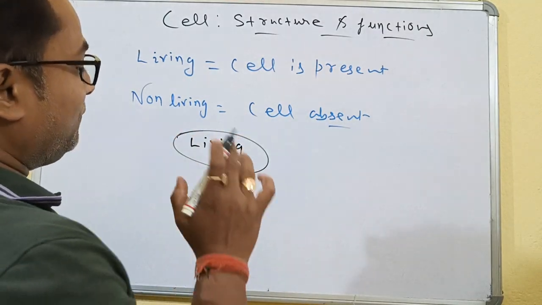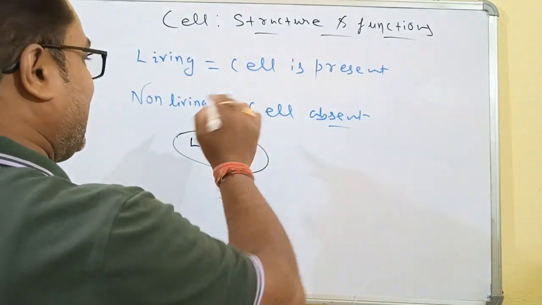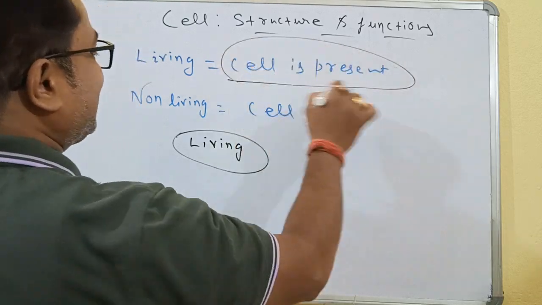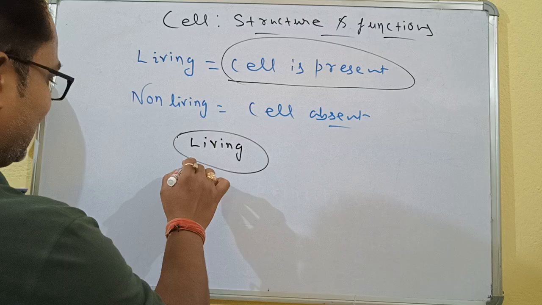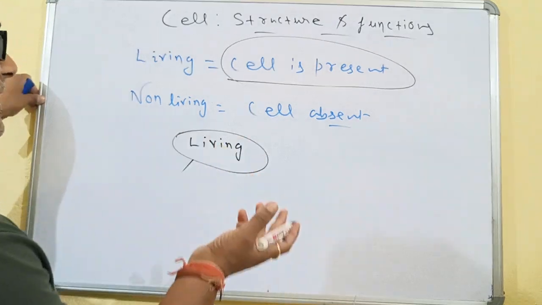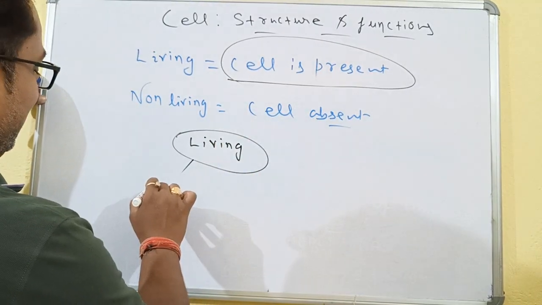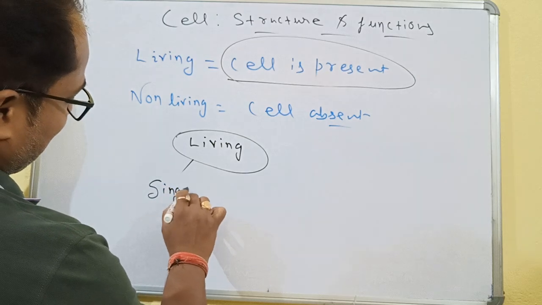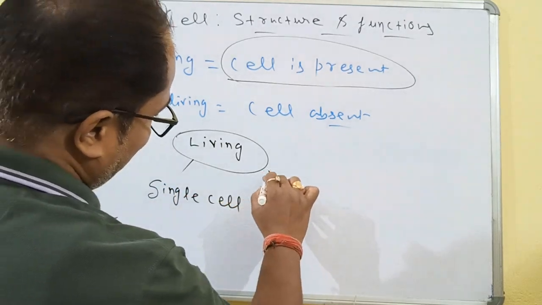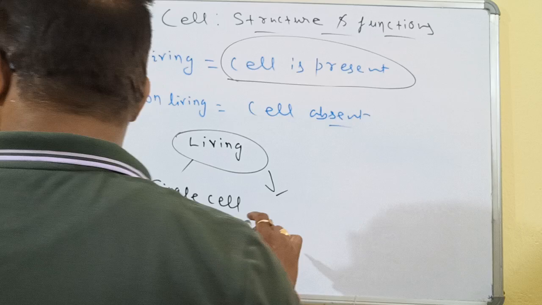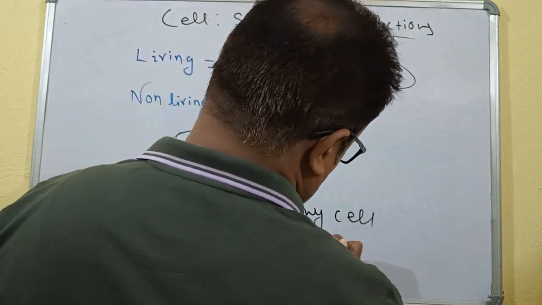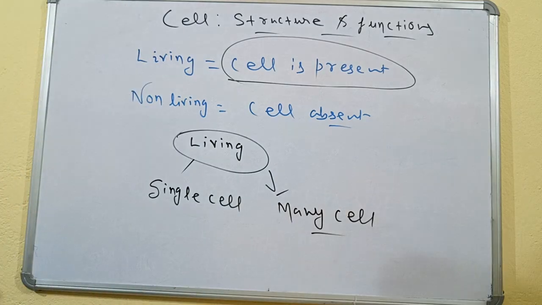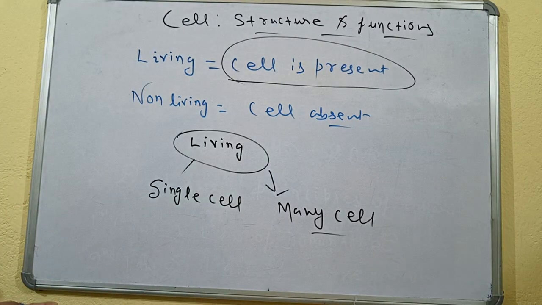Now it's time to discuss living. What do you mean by living? Living things have cells. So which type of cell is present? Basically, how many types of cells are present in living organisms? In living organisms, there is a single cell and also many cells.